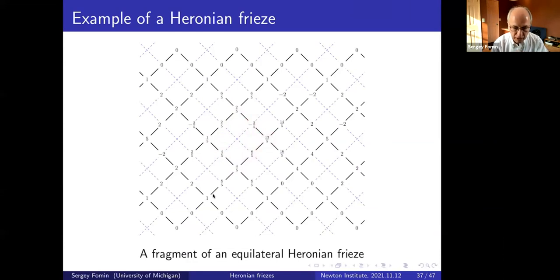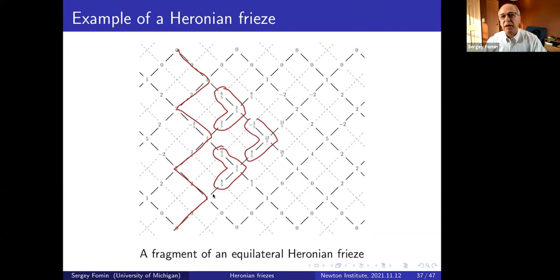Okay? So again, you start with some kind of, maybe this line, right? These are the initial conditions. And you also know everything which is dashed. And then this uniquely defines these 3 guys by the formulas that I just showed you. And then these 3 guys, and then these 3 guys, and then you just propagate to the right. Okay? So that's the Heronian frieze.